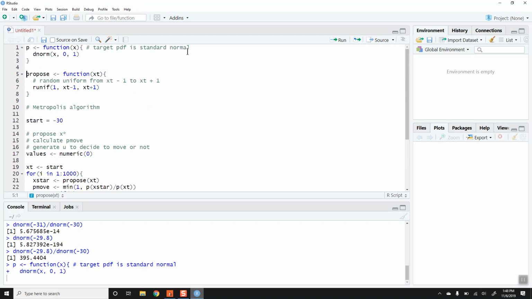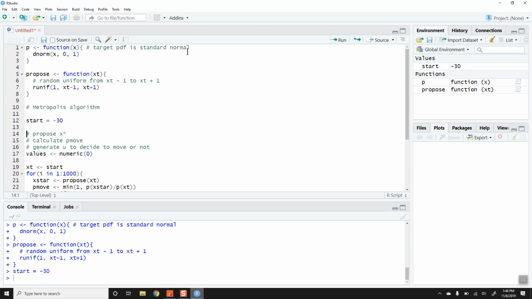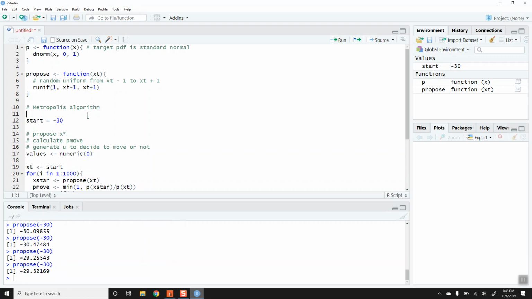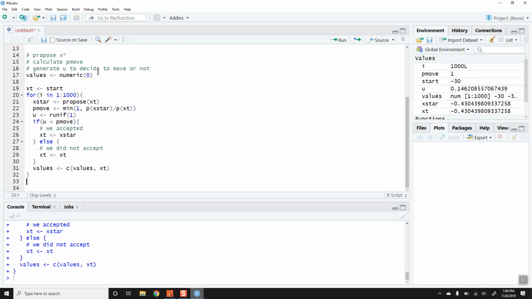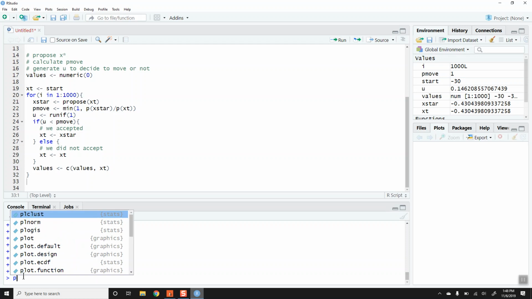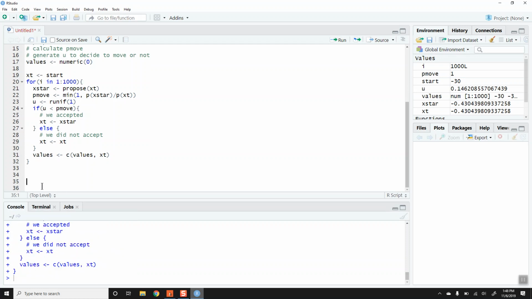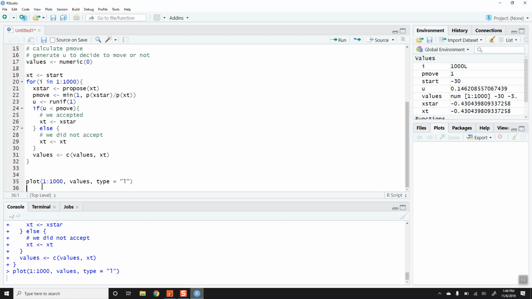Let's see. Okay, so here's P, here's propose, here's start. Let's just make sure propose works, right? So if I propose from minus 30, okay, it's generating a value. That looks like what we want. So start is negative 30. We're going to start off with an empty vector for values. And we'll go ahead and run. Okay, and it's done. All right, let's go ahead and plot 1 through 1,000 versus values and type equals L.